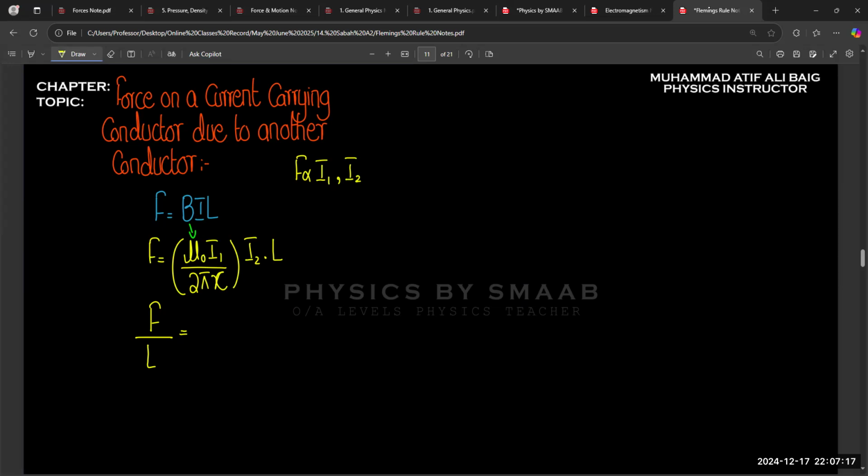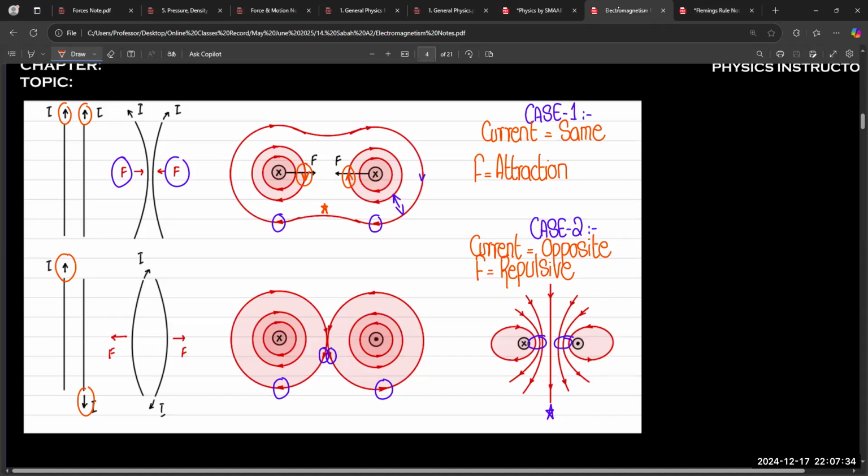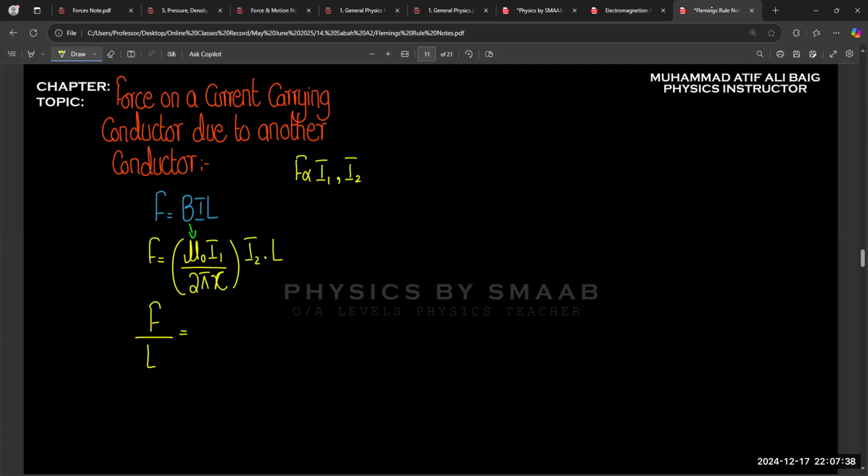So we are using the magnetic field of one conductor that exerts force on the second conductor. In the same way, the second conductor exerts force on the first. Both exert the same type of force, but in opposite directions, like in the diagram. If we shift L to the other side, the force per unit length is equal to mu naught I1 divided by 2 pi x times I2.